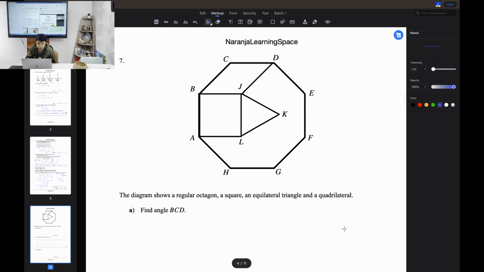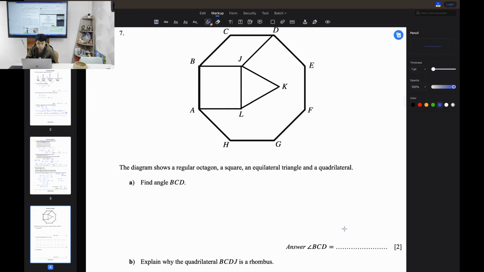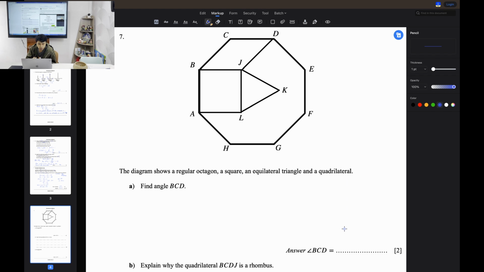Let's go on to question 7. The diagram shows a regular octagon. Okay, octagon is 1, 2, 3, 4, 5, 6, 7, 8. 8 sides, right? Regular. Okay, must note the word regular. It's a regular octagon, and then a square.